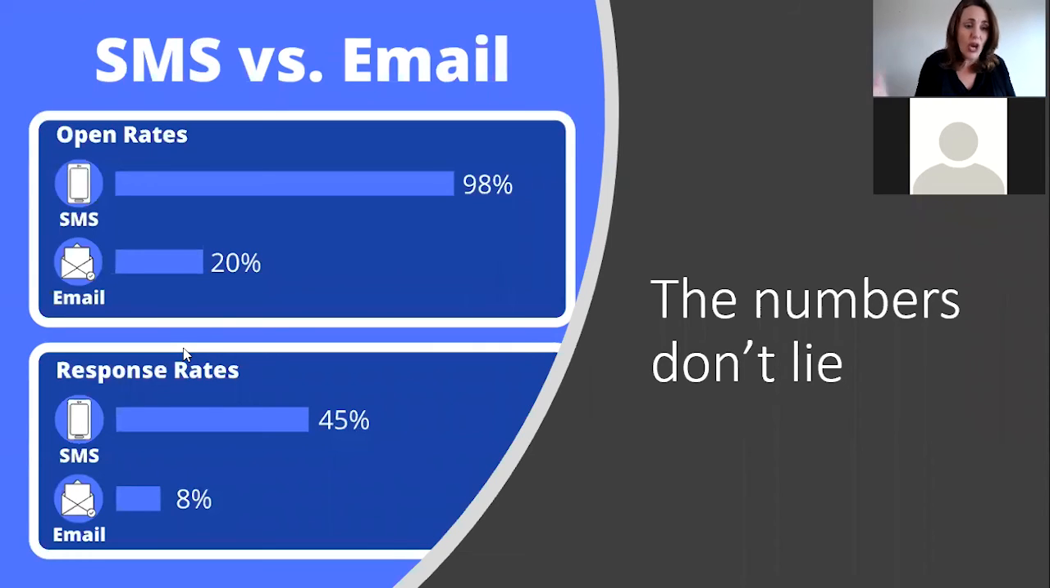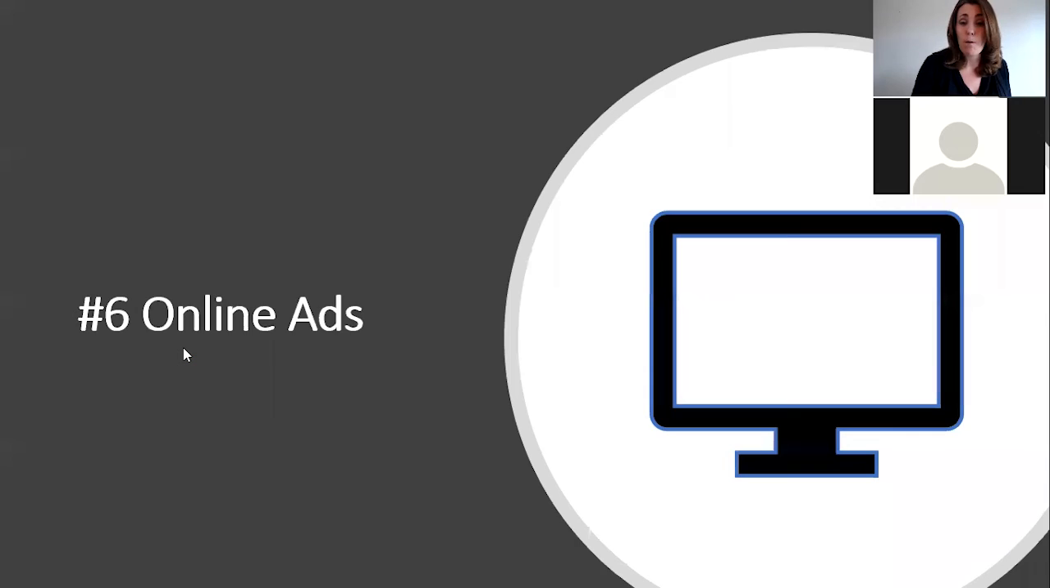The numbers just don't lie. When we compare text messaging to email, text messaging has a 98% open rate. Really, in email, you're doing great if you get a 20% open rate. And text messaging has a 45% response rate, whereas email, maybe 8%. The numbers don't lie. You need to be reaching people in a way that they're going to open and read what you have to say and respond to.